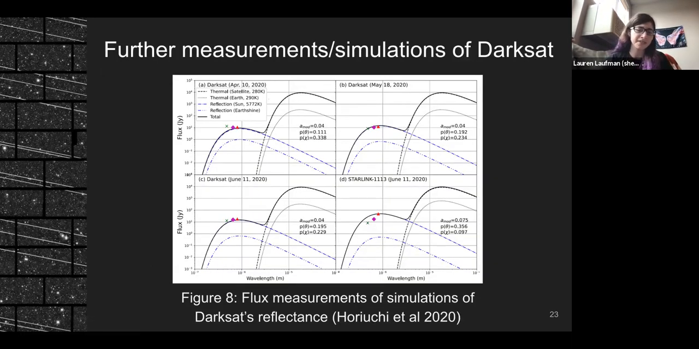Here are some further measurements that a different group did of simulations in actual flux units. So in case any of you prefer actual flux to magnitudes, because I'm an astronomer and I don't know if you guys are, I included this just for y'all's benefit. Although it just occurred to me that this is flux in Janskys, which if you're not an astronomer, that still doesn't help. I did not think that through, actually. Hope y'all are enjoying this.